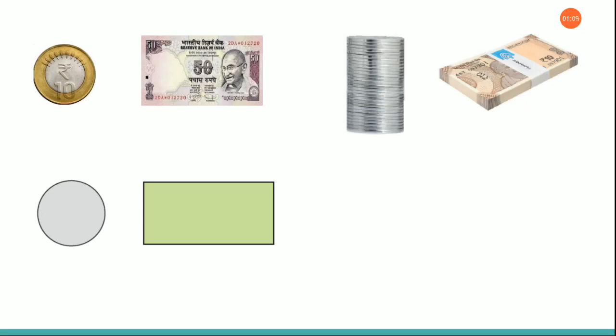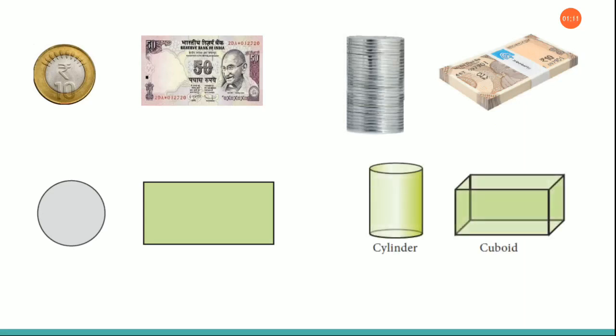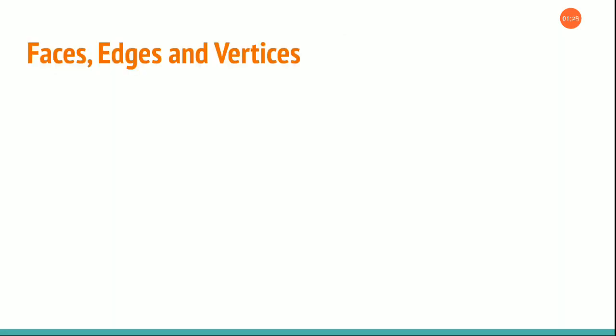Okay, now same way when you're trying to draw this currency note, it comes in the shape of a cuboid. Okay, so this is the difference between 2D and 3D. 2D means it is flat, that is a plain surface will be there. For 3D, there will be length, breadth and height. Okay, clear children? Shall we move on?